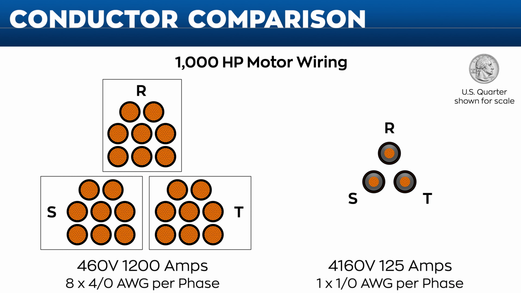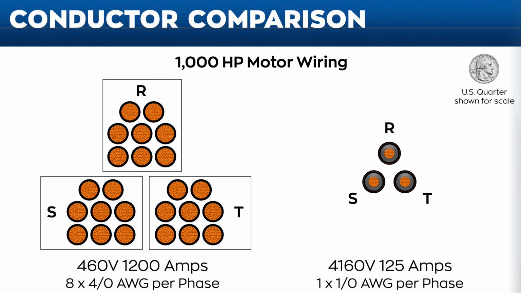For a 1,000 horsepower application, 24 4-aught cables would be required to carry 1,200 amps on a 480 volt system. Medium voltage reduces the conductor requirement to 3 1-aught cables to carry 125 amps at 4,160 volts. The 24 low voltage conductors on the left deliver the same mechanical motor power as the 3 medium voltage cables on the right.